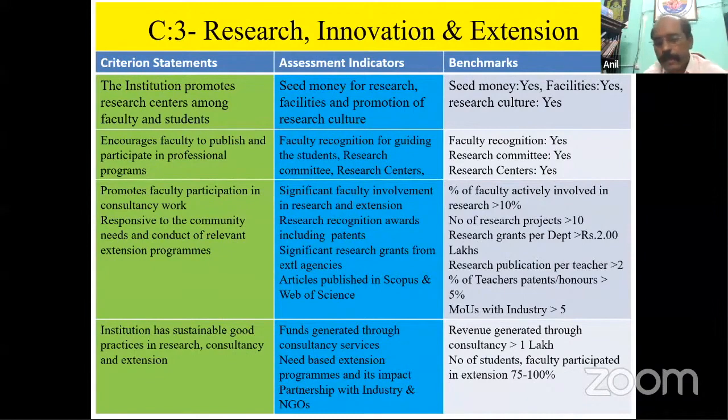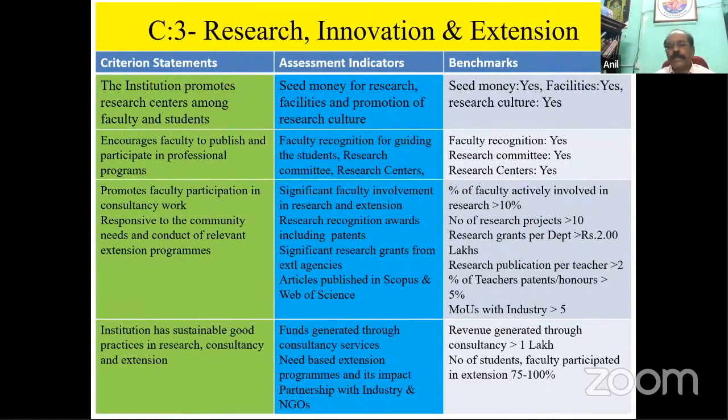Like this, they will ask, and there are some benchmarks, for example: faculty recognition, yes. Research committees, yes, and research centers, yes. And mostly under CR and the college, all these facilities are available. The percentage of faculty actively involved in research must be more than 10%. This is a benchmark. The number of research projects must be more than 10% per department. And research grants per department must be more than 2 lakh rupees per year. This is a benchmark again.